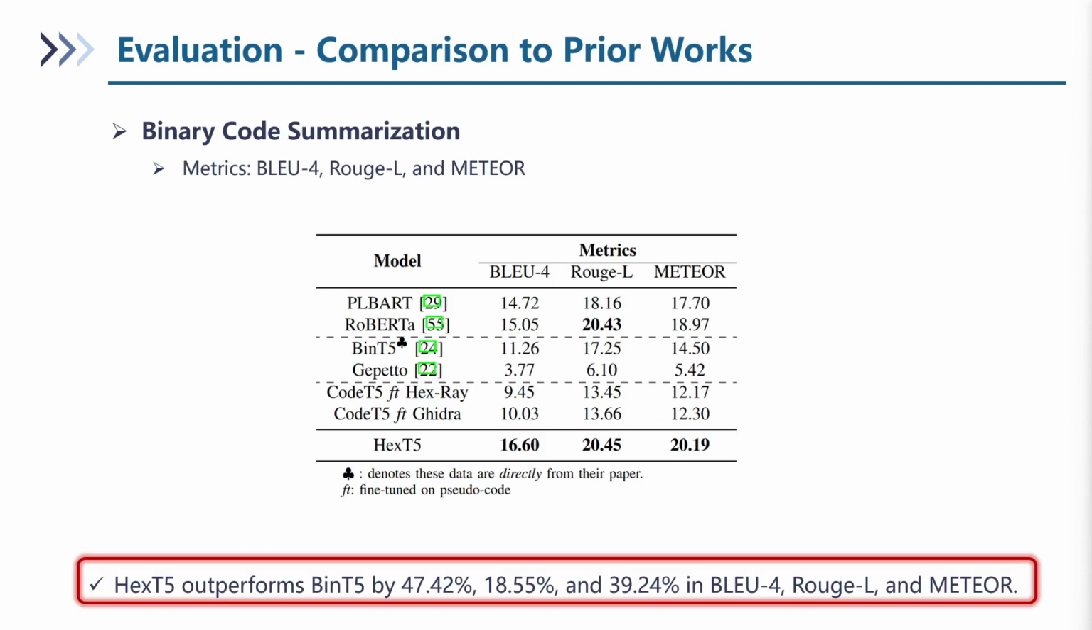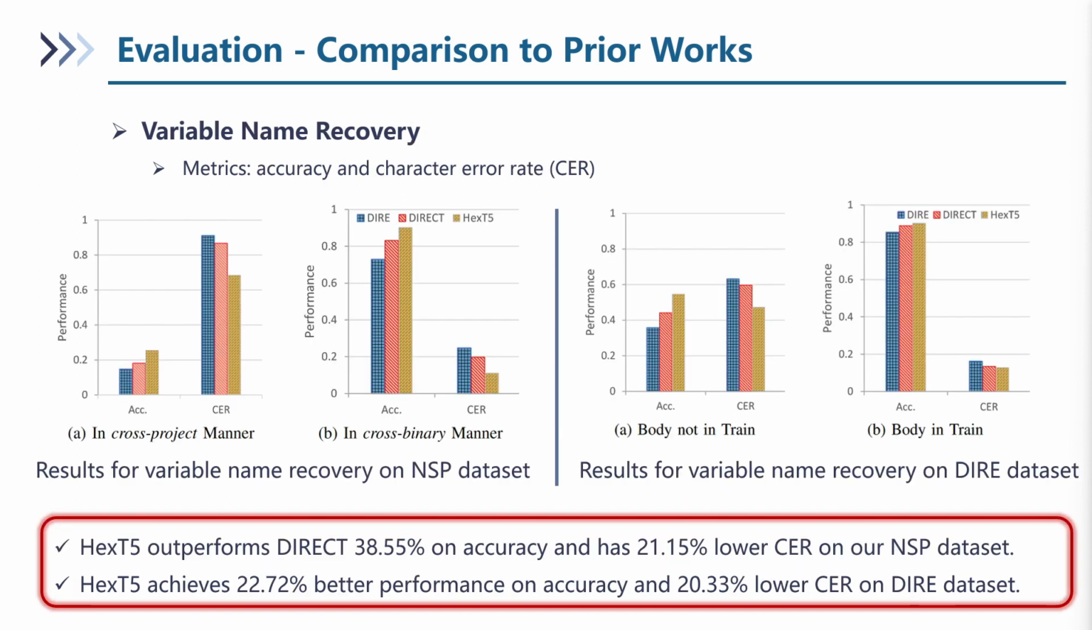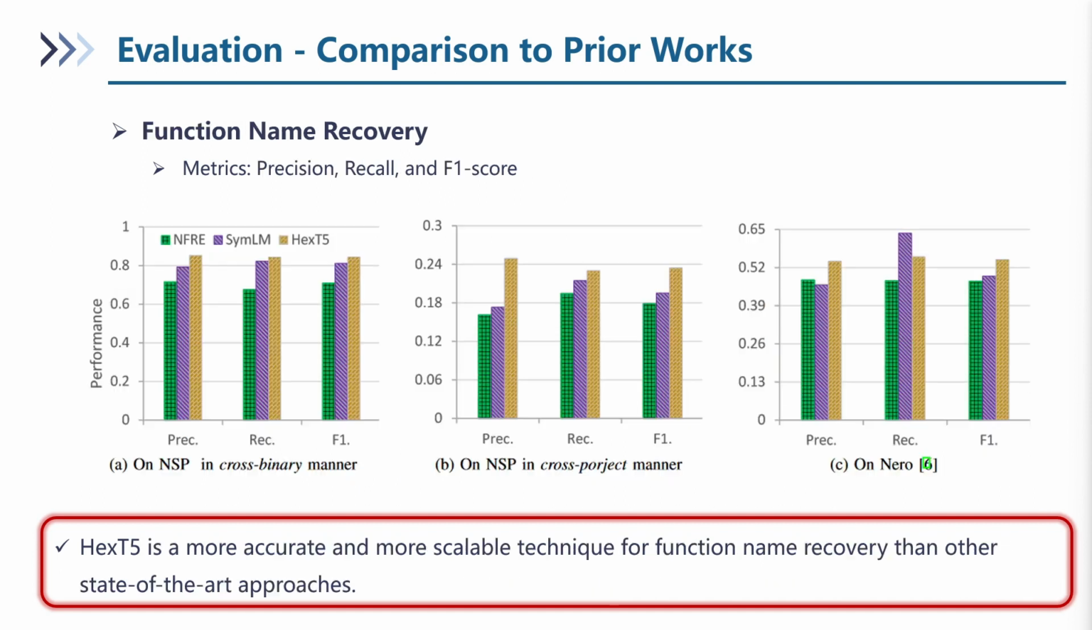So we evaluate our HexT5 on our downstream tasks. On the binary code summarization task, as shown in the figure, our method outperformed the only previous work that focused on the same task, in T5, by a significant margin. On the variable name recovery task, we conduct experiments on our NSP dataset and their dataset. As shown in the figure, no matter which dataset and no matter what dataset division strategy, HexT5 outperforms the previous method with higher accuracy and a lower character error rate.